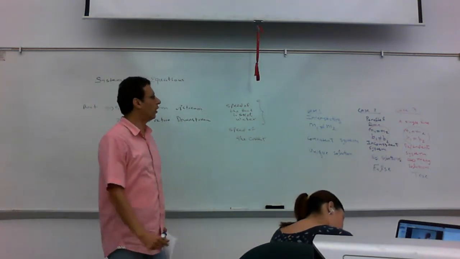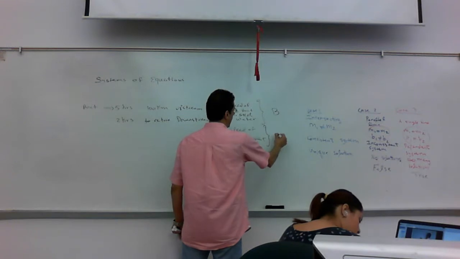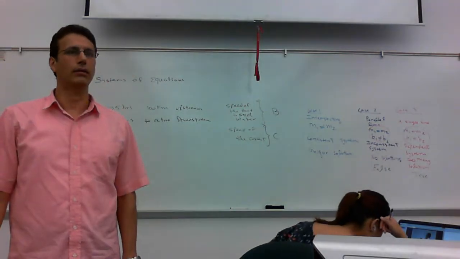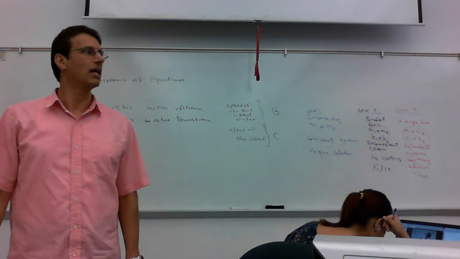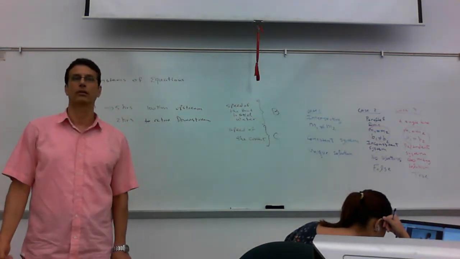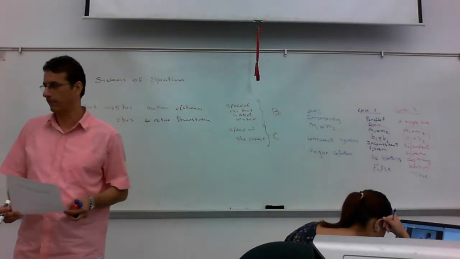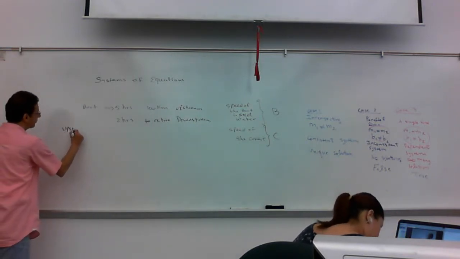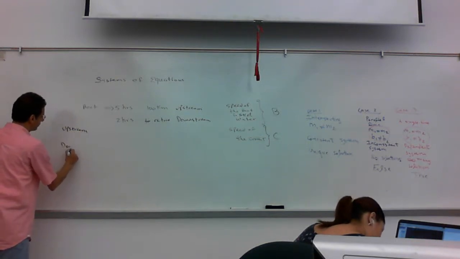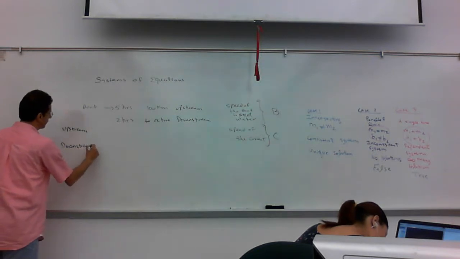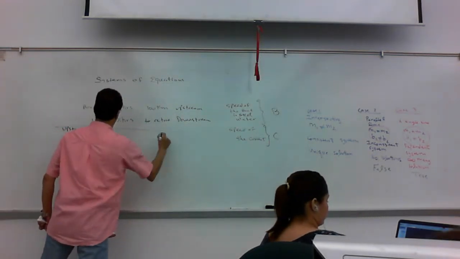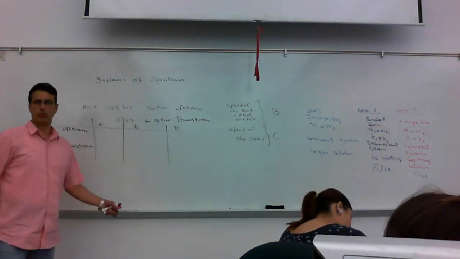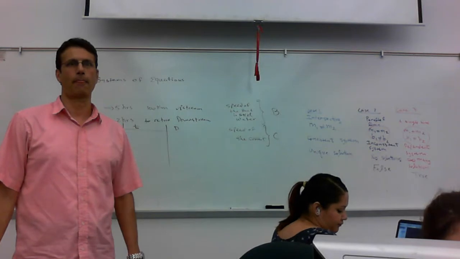Now, you can use X and Y, but when it comes to that, I rather use variables that make sense to me. So in case I do not write the definition, everybody understands what that means. B stands for the speed of the boat, C stands for the speed of the current. Does that make sense to everybody? So, here's how we're going to set it up. Going upstream and going downstream. We have the rate, we have the time, we have the distance. So nothing new. Motion problem, right? Okay.